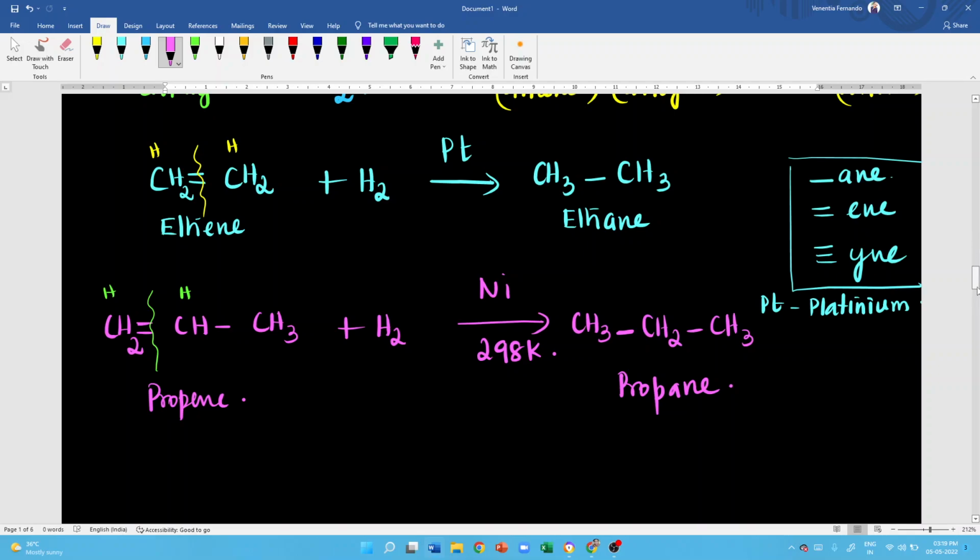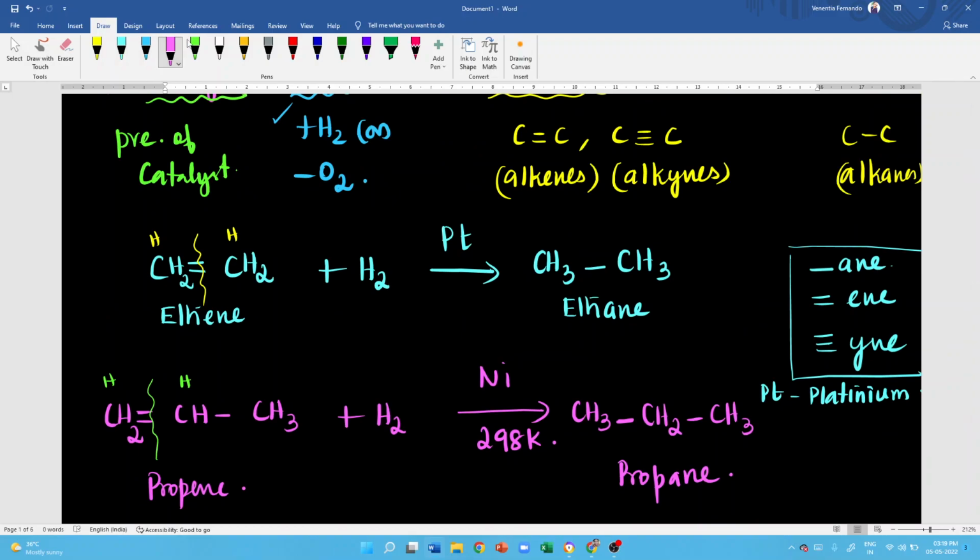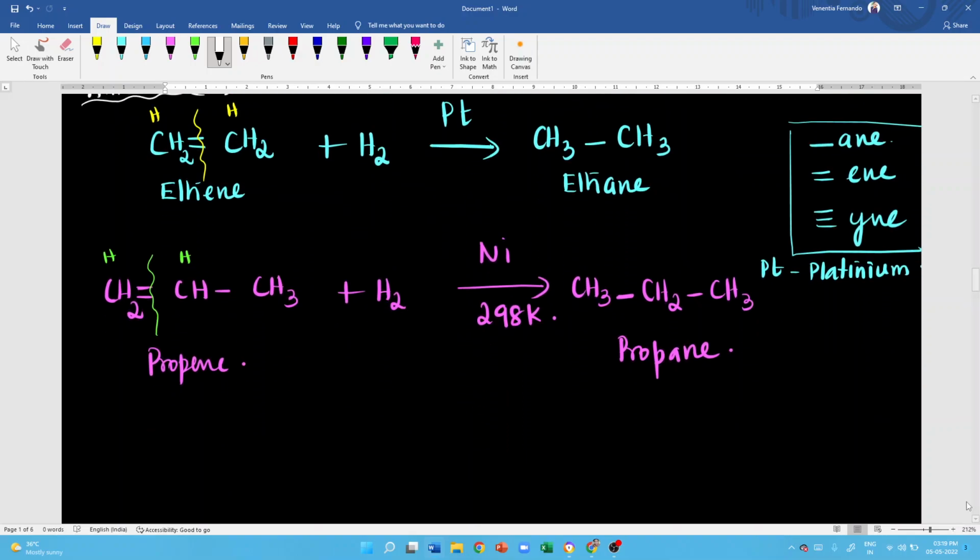So far we have seen how to prepare alkanes from alkenes, how to convert alkenes to alkanes. Next we are going to see how to convert alkynes to alkanes. Before that, the equation done with the nickel catalyst has a name. It is known as the Sabatier-Sanderson reaction.